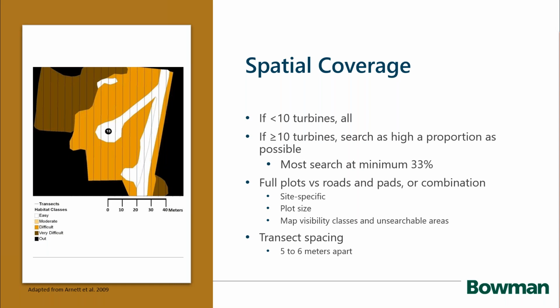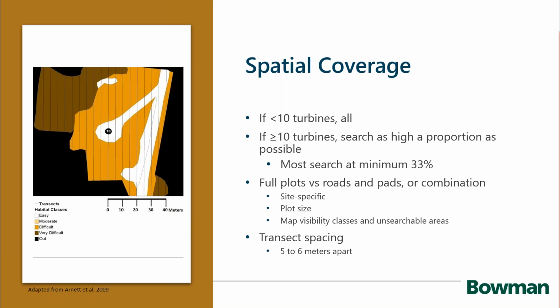One of the decisions on spatial coverage is how many turbines to search. And the recommendations that were put forth by U.S. Fish and Wildlife and the wind energy guidelines are that if you have less than 10 turbines, then search them all. But if you have 10 or more, you'd want to search the highest proportion possible. But for facilities that have hundreds of turbines, most often the minimum number of turbines searched is 33%.